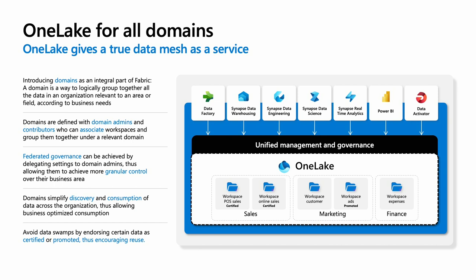Business optimized consumption is provided as well, as domains simplify discovery and consumption of data across the organization, as users can filter per domain and discover data in that way. And last, data swamps can be avoided by endorsing certain data within a domain and tagging that data as certified or promoted, thus surfacing that data to the top and encouraging reuse. Let's see a live demo of these capabilities, showing how to define domains, how to associate workspaces to them, how to achieve federated governance and business optimized consumption.